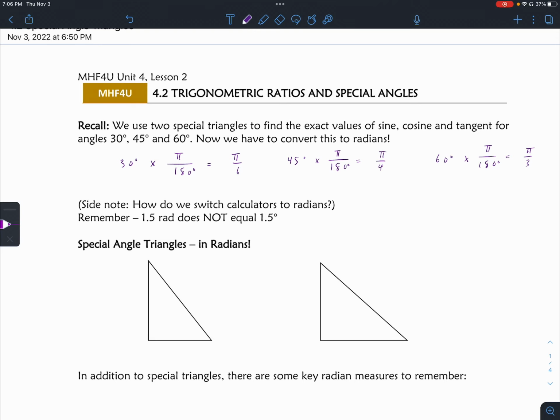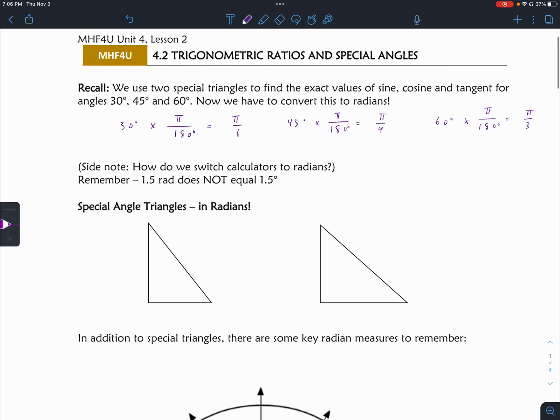Now, how do we switch calculators to radians? This is important. You have to be able to do this. Otherwise, the ratios that you're going to get for certain angles, or if you're trying to find an angle using the inverse of sine or cosine or tangent, will be wrong. Your calculator has to be set in radians if we're working with radians.